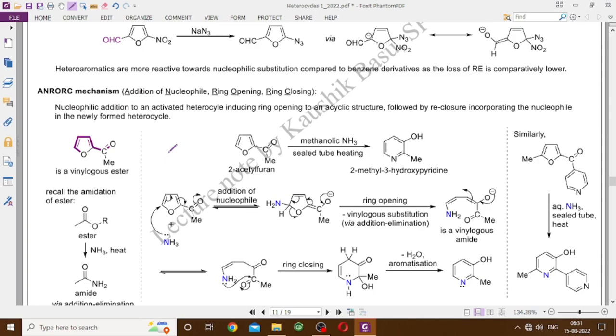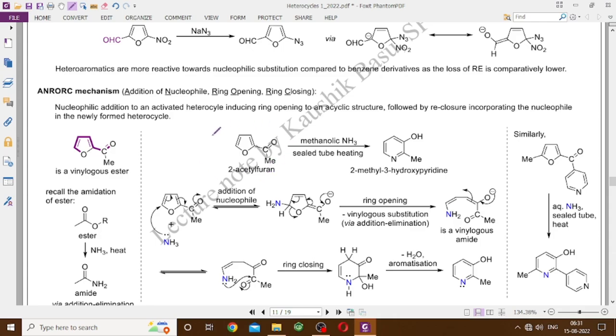So for an activated heterocycle, that means some heterocycle ring that has an electron withdrawing group on itself, that undergoes a nucleophilic addition. Then the ring structure is opened, followed by the closure of the ring at some different position so that a different structure results.